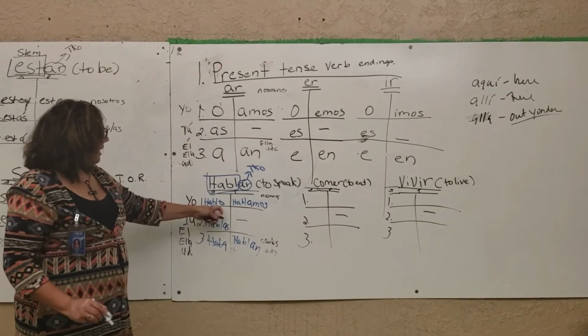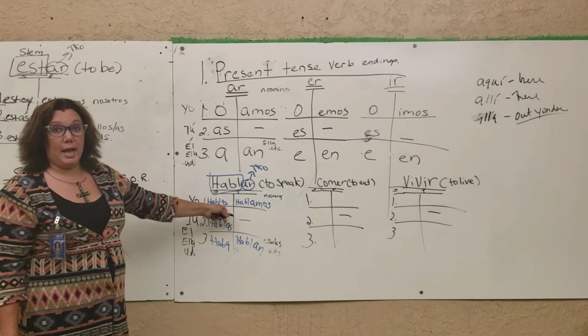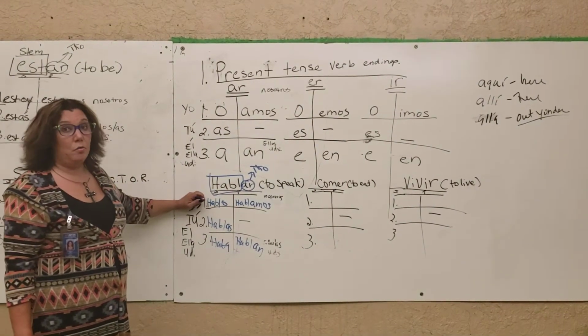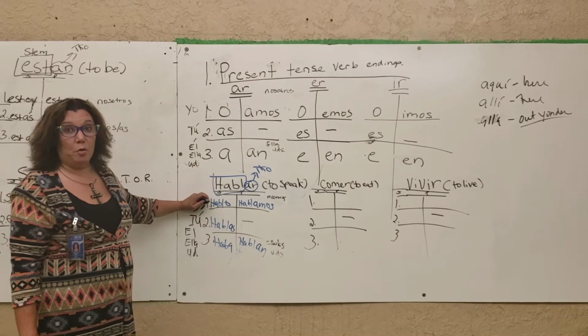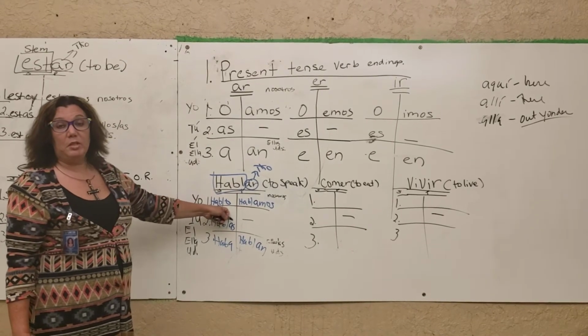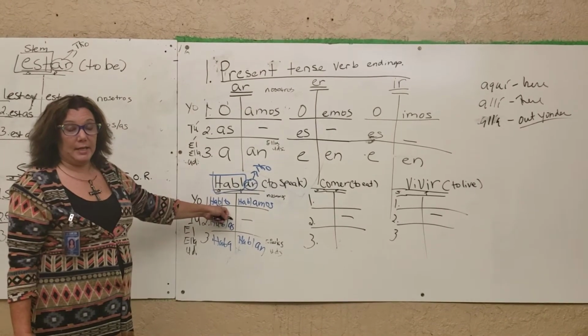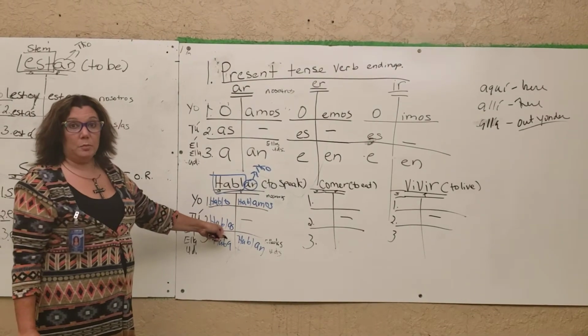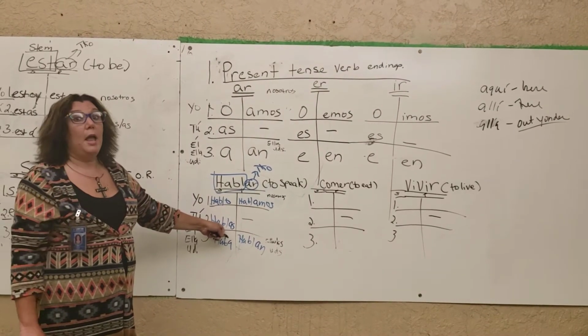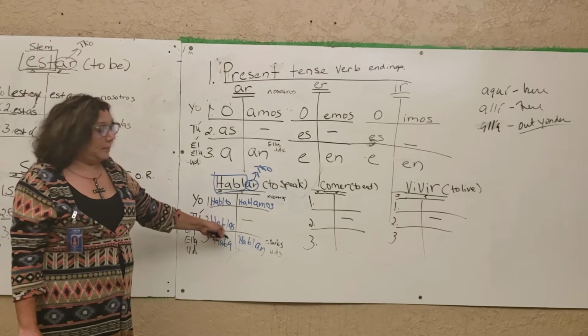In Spanish, these endings tell me who is doing the action. So do I need the yo? No, I can say hablo español. Because that O tells me I'm speaking, and I'm speaking in the present tense. Hablas, you speak, tells me you are speaking, and that you're doing it right now in present tense.